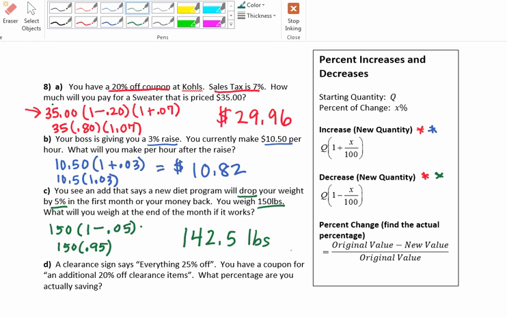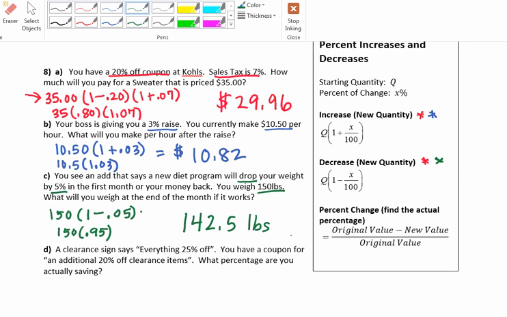So these problems 8A, 8B, and 8C, there are several ways you could do this, but using this idea of the parenthesis and the increase with a plus and the decrease with a minus is just quicker. It's a quicker way to get to that answer you're looking for.